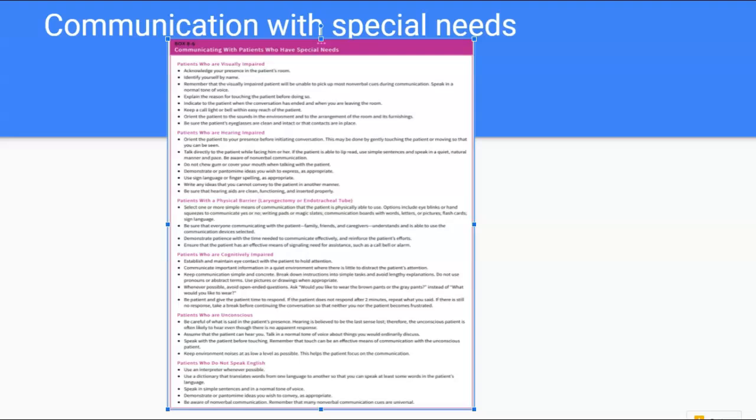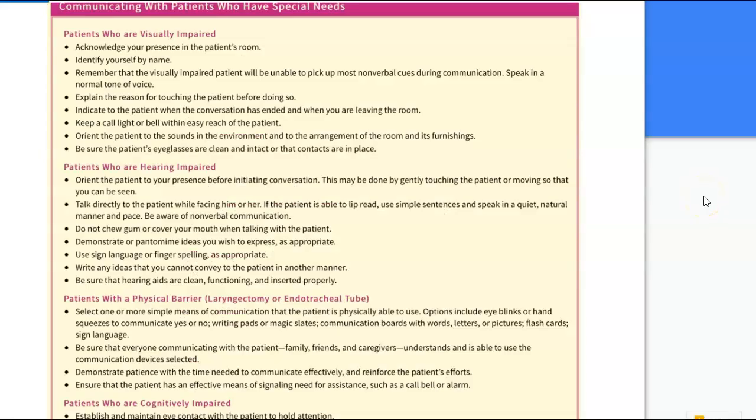And I'm just gonna blow it up a little bit. It's kind of hard to see on this PowerPoint, so one second. And this chart is in the fundamentals book, so I'm not gonna read through all of it, but this is just some information because you will encounter all sorts of communication barriers with patients.